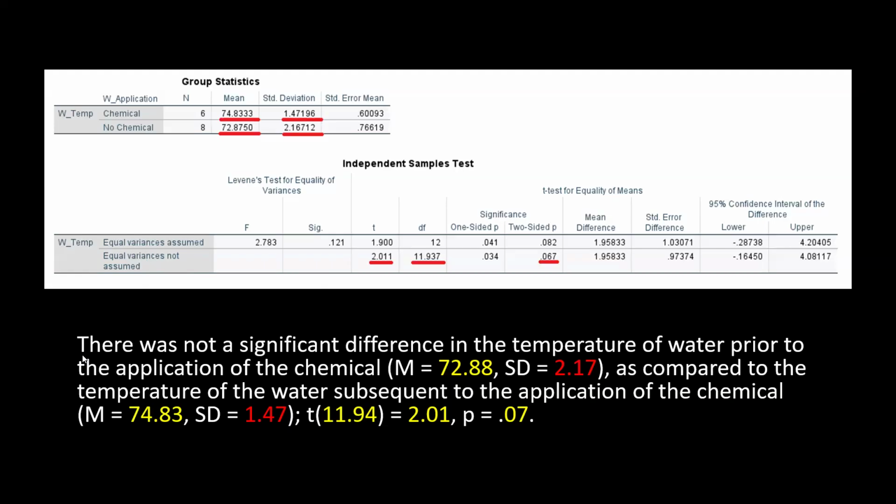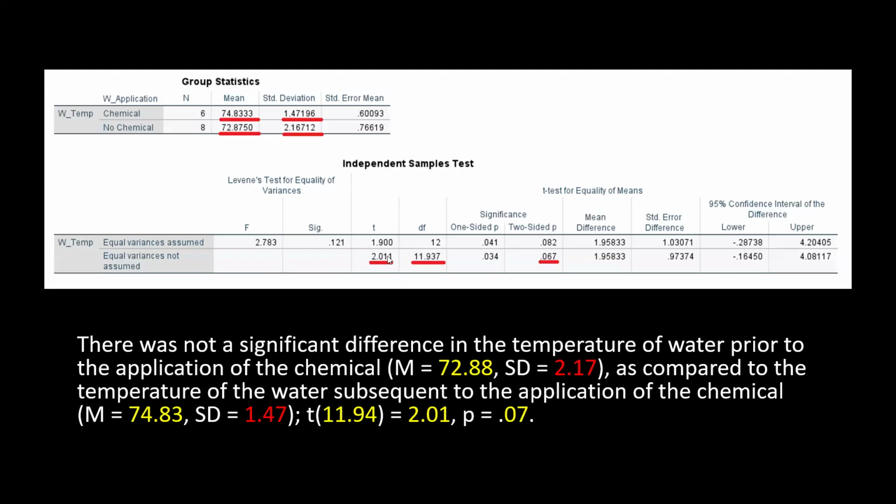So just in your methods section, say, I utilized a Welch's two-sample t-test. And then when you report your findings, there was not a significant difference in the temperature of water prior to the application of the chemical. There's the mean, there's the standard deviation, as compared to the temperature of the water subsequent to the application of the chemical. There's the mean, there's the standard deviation.